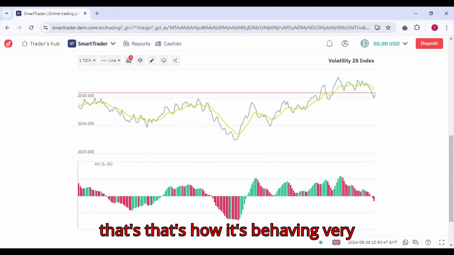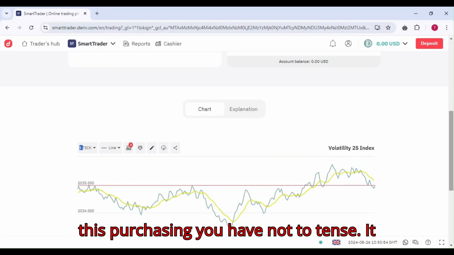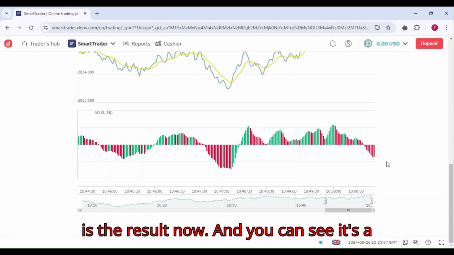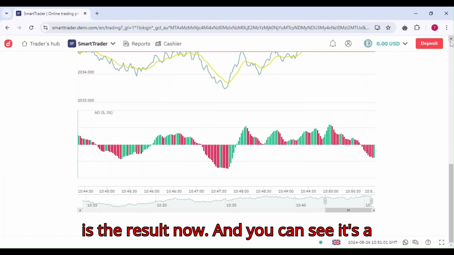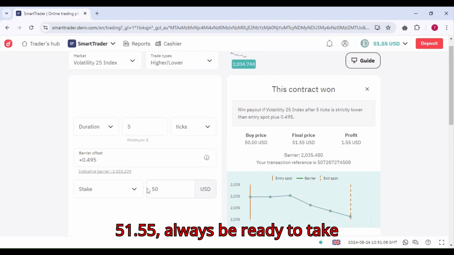So you can see that's how it's behaving very well. Those are sure entries. And with this purchase you do not have to be tense, it will be a sure win. So let's check what is the result now. And you can see it's a win, the contract won. So I add the stake to 51.55.